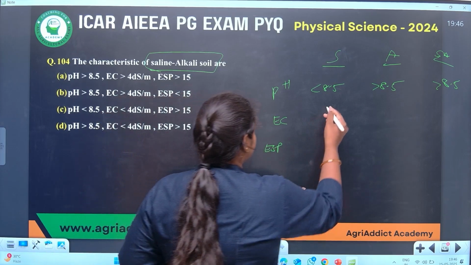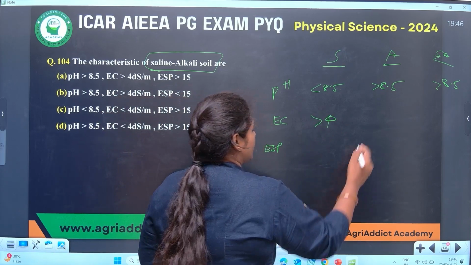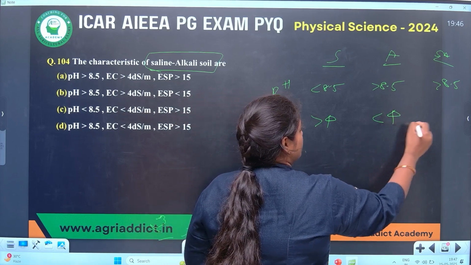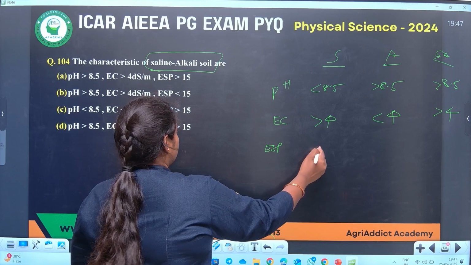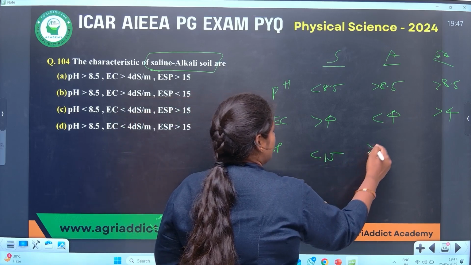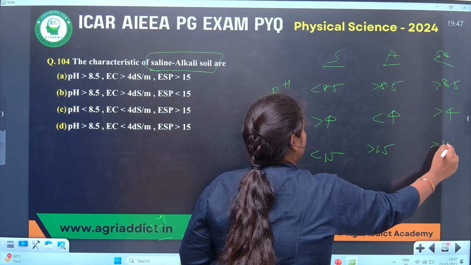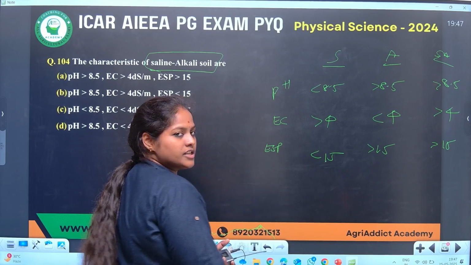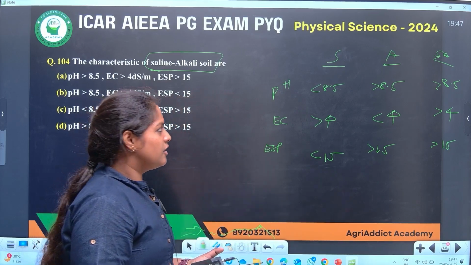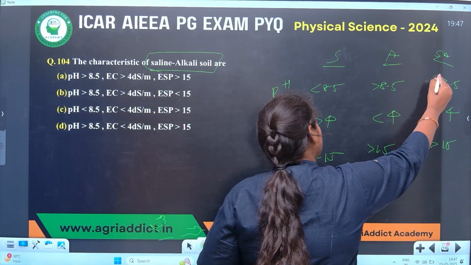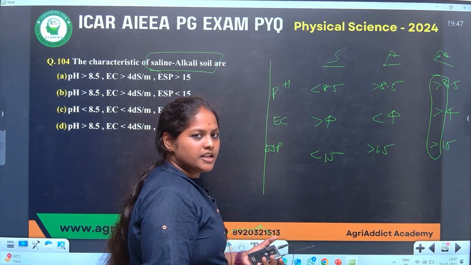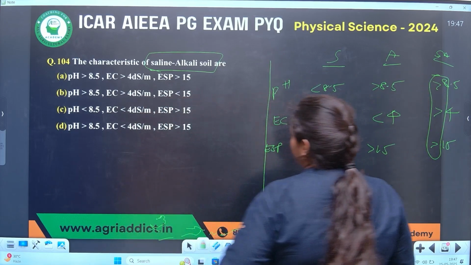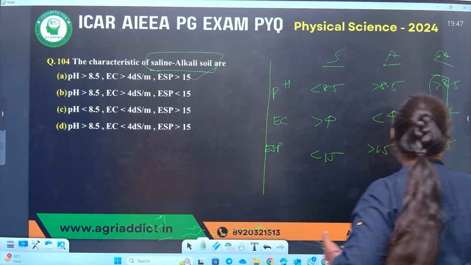EC more than 4 decisiemens per meter for saline, alkaline soil less than 4, saline alkali more than 4. ESP less than 15, greater than 15, greater than 15. So whenever saline alkali soil is asked, you can blindly keep all are greater than, greater than, greater than. So this is the quick revision for your saline, alkali and saline alkali soils. So the answer is option A.